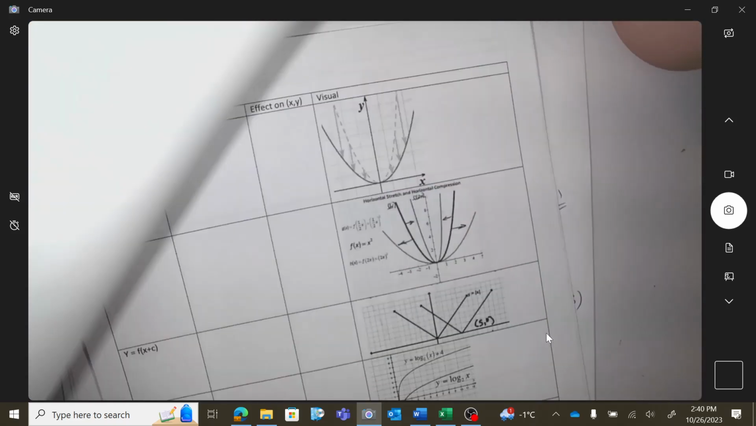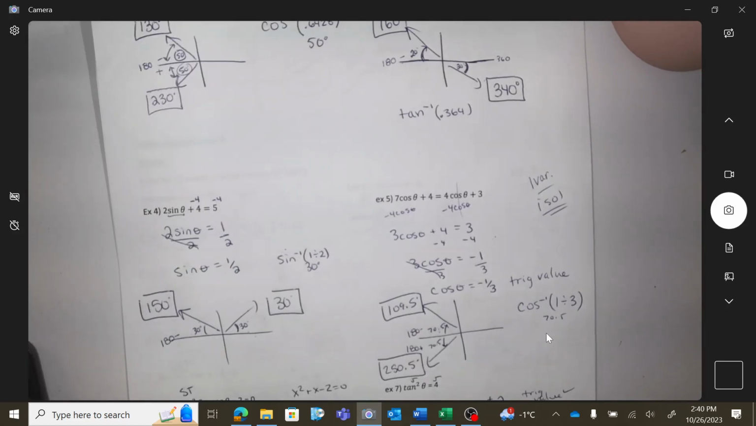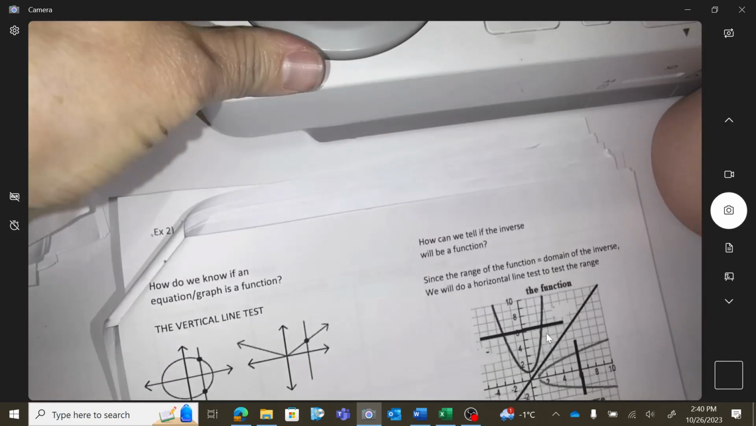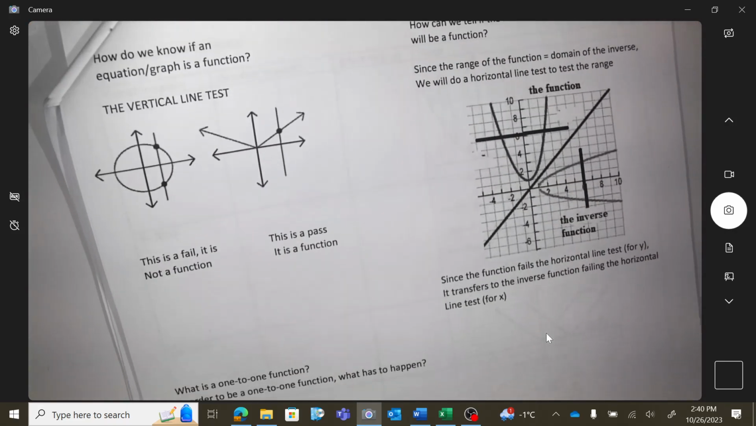Okay, last idea of inverse. Back to grade 10.